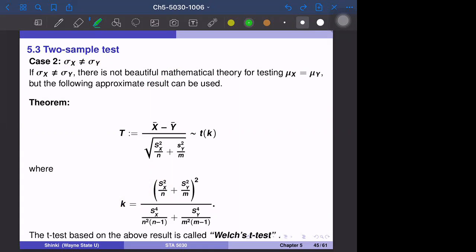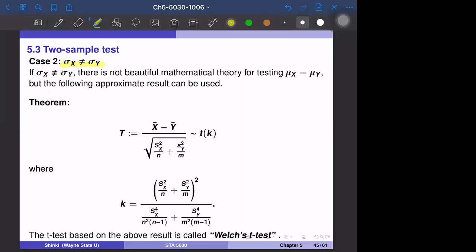Hi, we continue to discuss two-sample t-tests. So now let's think about the case where sigma x is not necessarily equal to sigma y. This is the more realistic case. But the drawback is that there is no beautiful theory for testing mu x equal to mu y under this. Still, we have some approximate result.